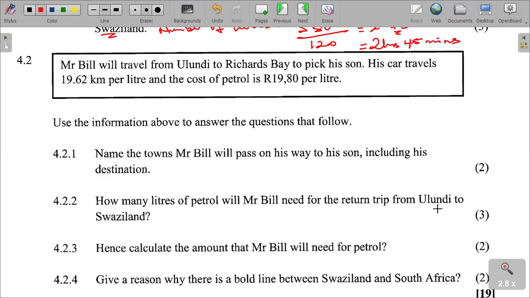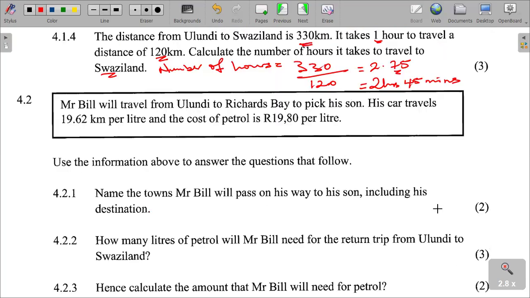The next question is saying, Question 2.4.2. Mr. Pugh will travel from Umlund to Richards Bay to pick his son. His car travels 19.62 kilometers per liter. The cost of fuel is this much per liter. And then name the town Mr. Bill will pass on his way to his son, including his destination.